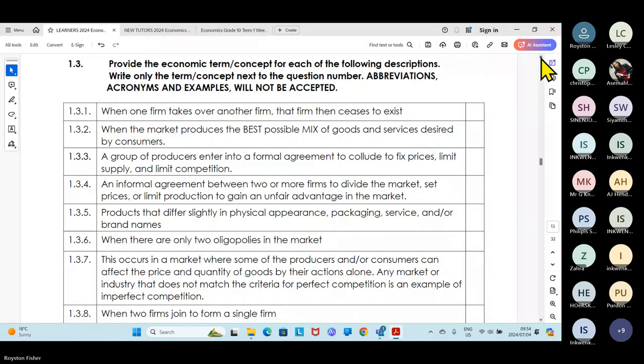Moving on to 1.3.4, an informal agreement between two or more firms to divide the market, set prices, or limit production to gain an unfair advantage in the market. So 1.3.3 and 1.3.4 might sound the same, but unfortunately they're not. Therefore, you must read further through the question, and let's see what the answers are here. St. Andrews also said cartel for 1.3.3, so we're acknowledging you. For 1.3.4, they say it's collusion.